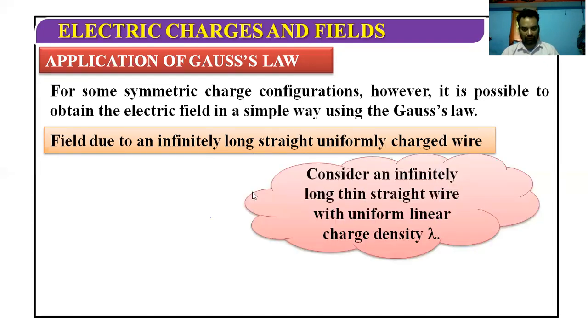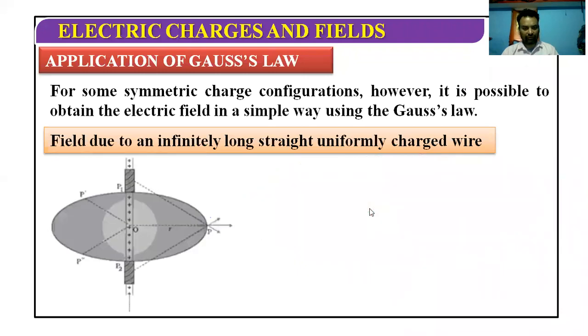Now suppose, consider an infinitely long thin straight wire. It's a wire, very thin, infinitely long wire with uniform linear charge density lambda, which is equal to total charge upon total length, or charge per unit length, you can say. So this is our thin rod, and over this thin rod, charge is uniformly distributed.